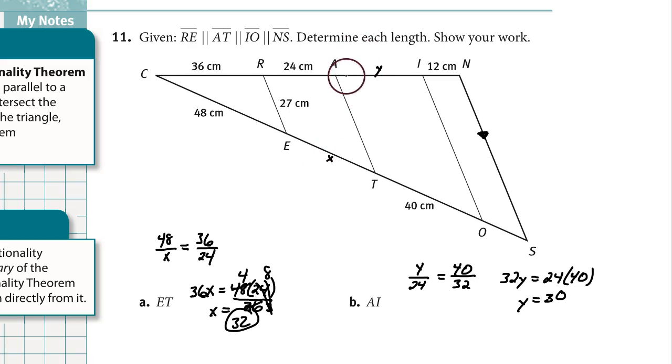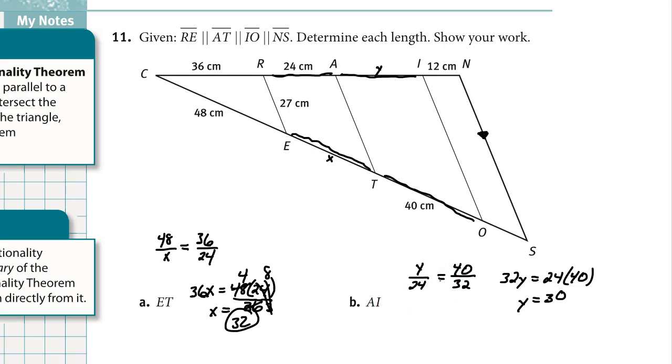Here's the solution. I chose to call length AI a lowercase y, just to use a single letter instead of using AI. Then I said y is to 24, so I'm taking this piece and matching it to this piece as the 40 is to this length here, which we had figured out was 32. Use cross multiply and I get y equals 30, or AI equals 30.